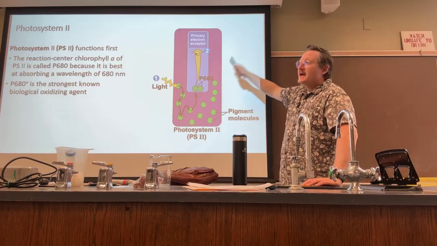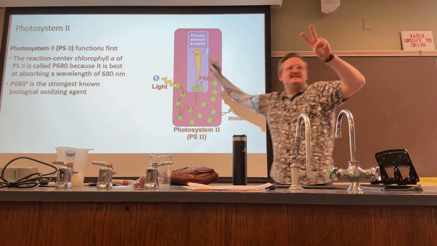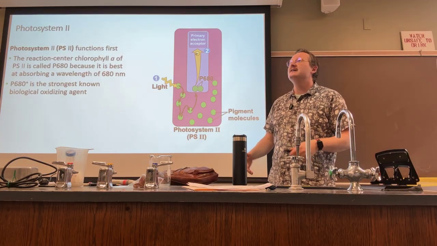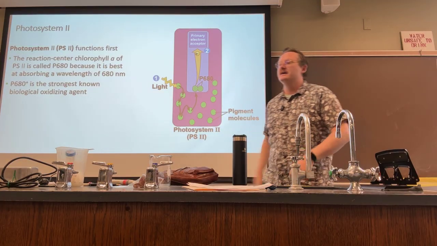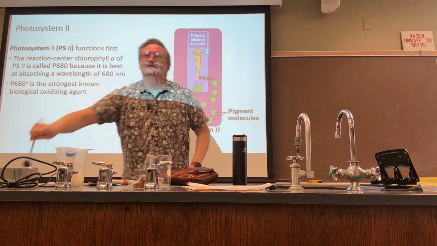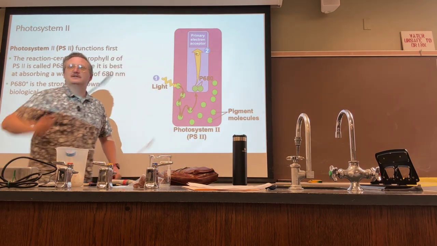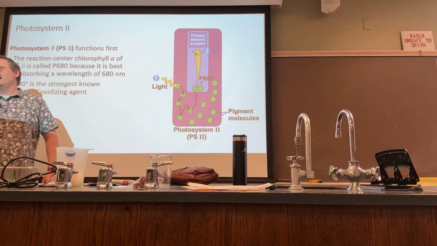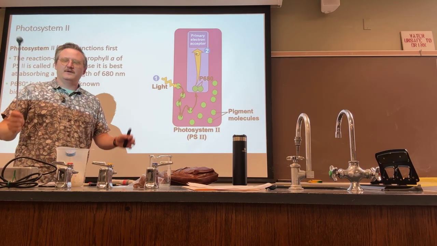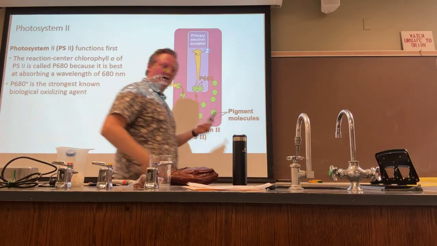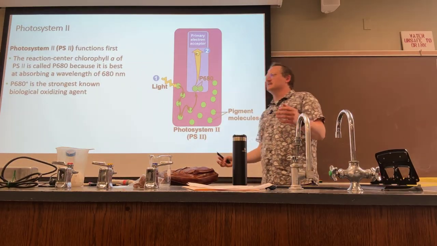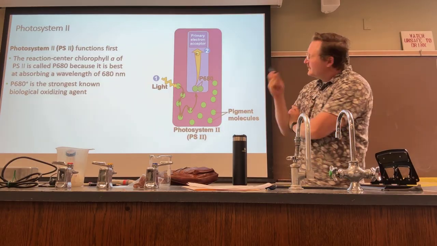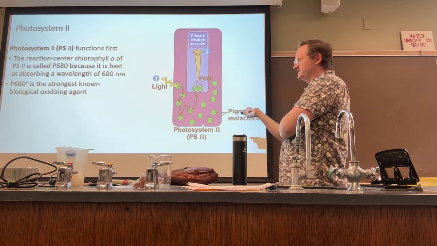Photosystem 2. The best, highest energy yielding type of electron flow is what we call linear electron flow. And that's when the electron goes from low to high to low to high and ends up on NADPH. There's another type of electron flow that we'll talk about, but this is sort of our ideal basic electron flow. Okay, so photosystem 2 is the first one that functions.